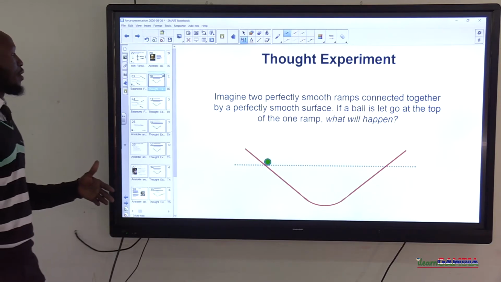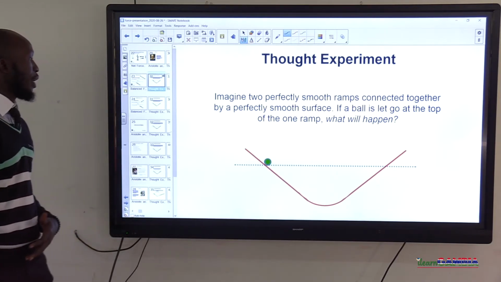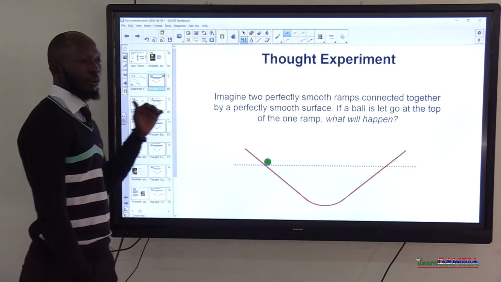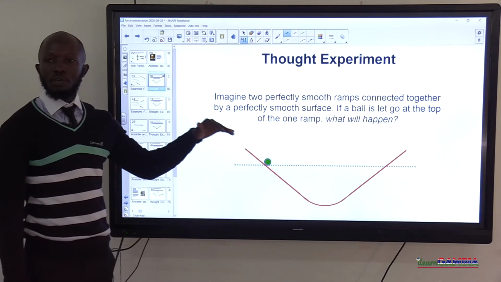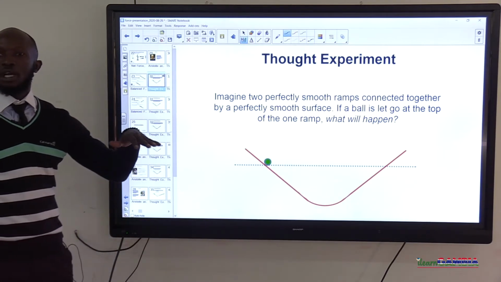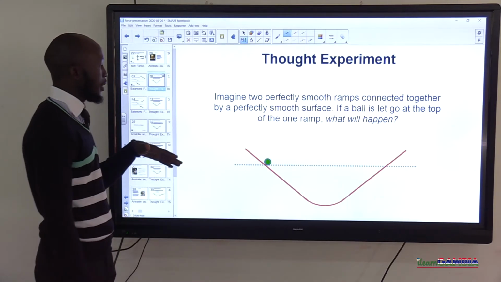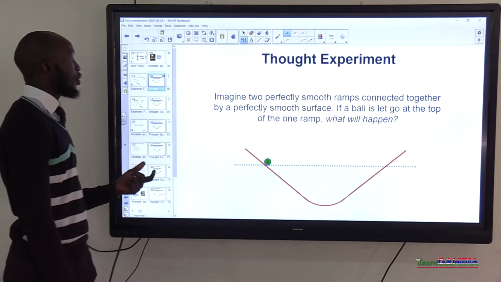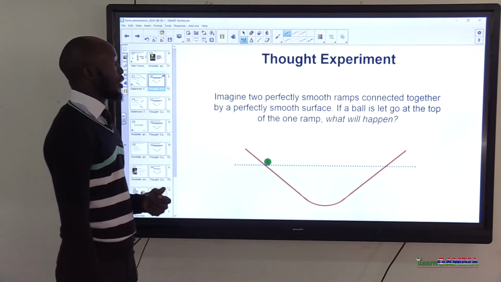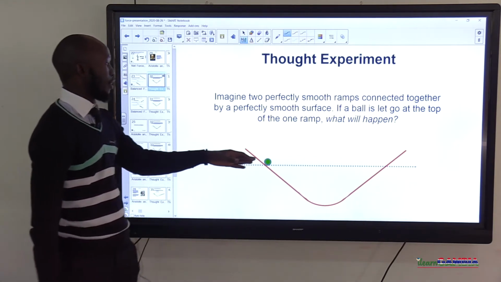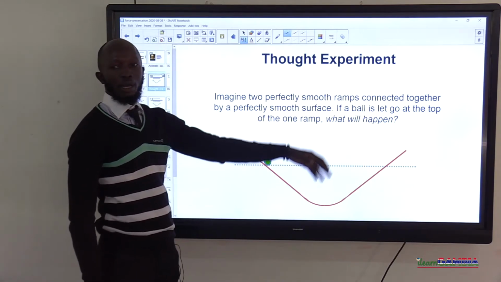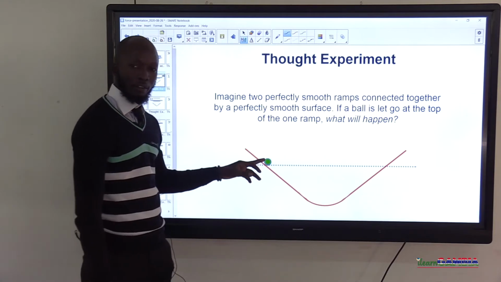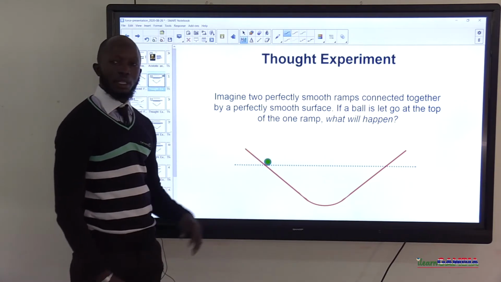Now, imagine two perfectly smooth ramps connected together by a perfectly smooth surface. In physics, when we talk about perfectly smooth surfaces, these are surfaces wherein there is no friction at all. Friction has been completely eliminated. So imagine two perfectly smooth ramps connected together by a perfectly smooth surface. If a ball is let go at the top of one ramp, what will happen? If I release this ball from the top of this ramp here, what do you think is going to happen?